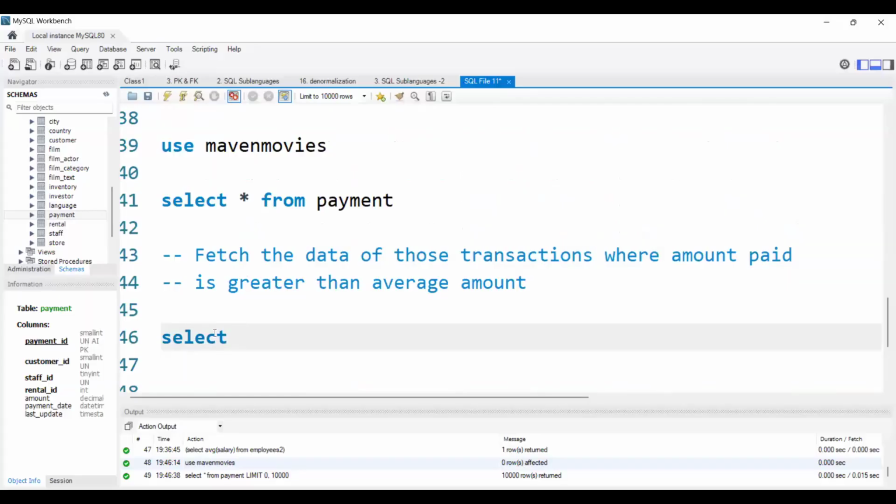So here how I can divide the question: fetch the data of the transactions will be my first part, where amount paid will be my condition or operator, that is greater than. Up to here they are providing some condition along with that operator. Next they are saying average amount, correct? Basically, if we understand, we will divide this into two questions, but if we see maybe three parts we can understand. The select, fetch the data of the transactions, will be like select star from payment, right?